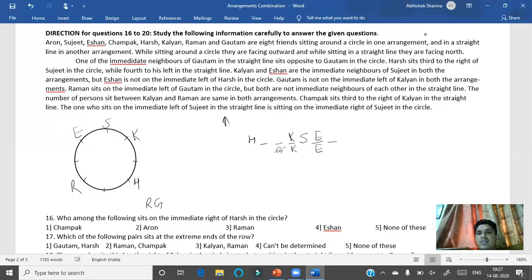Thereafter, Champak sits third to the right of Kalyan in a straight line. So Champak definitely must be here, right?